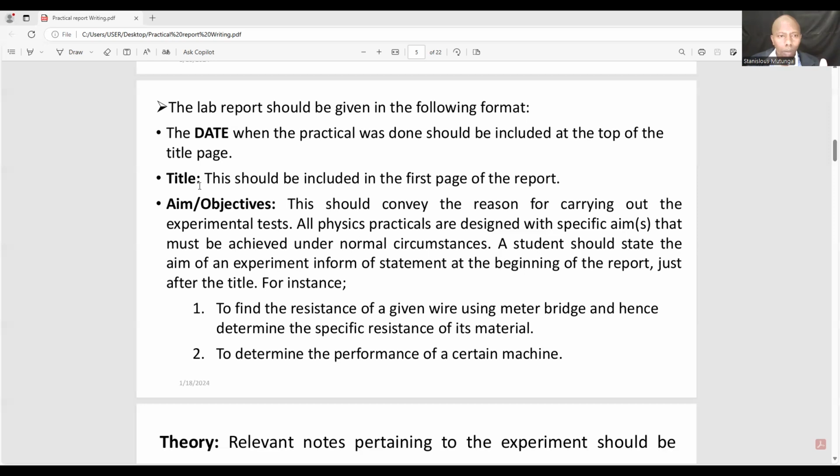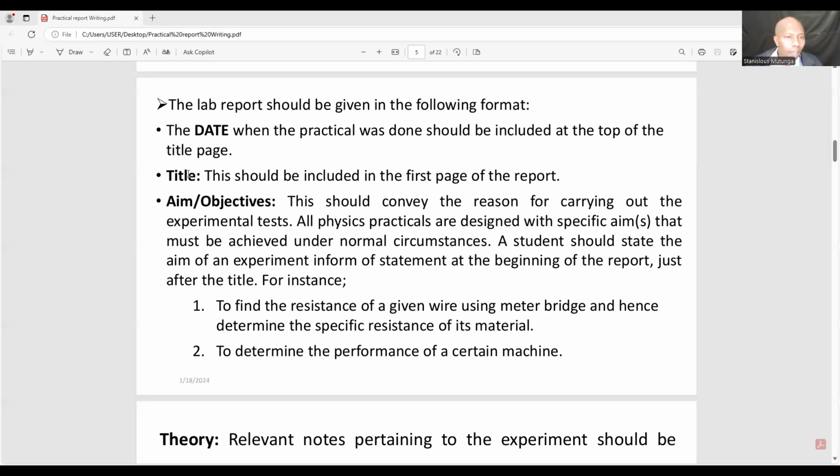Your title and your objectives are kind of intermarrying as you go down. If you check, we've said the title is to do this and this and this, for example. Now, when you go to the objective, you're trying to give exactly what you're going to do within your experiment, what you want to achieve within your experiment.